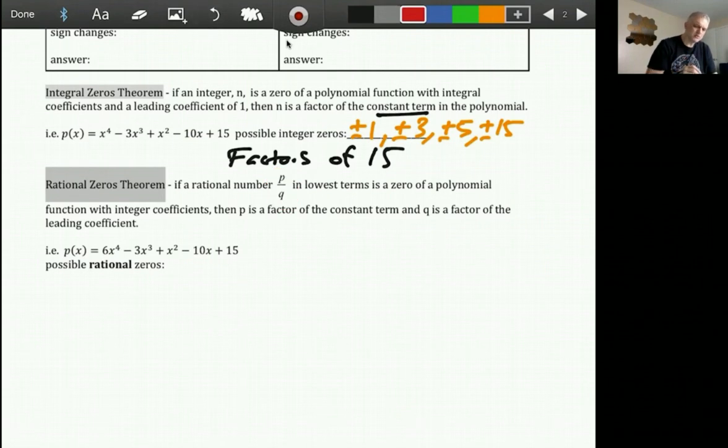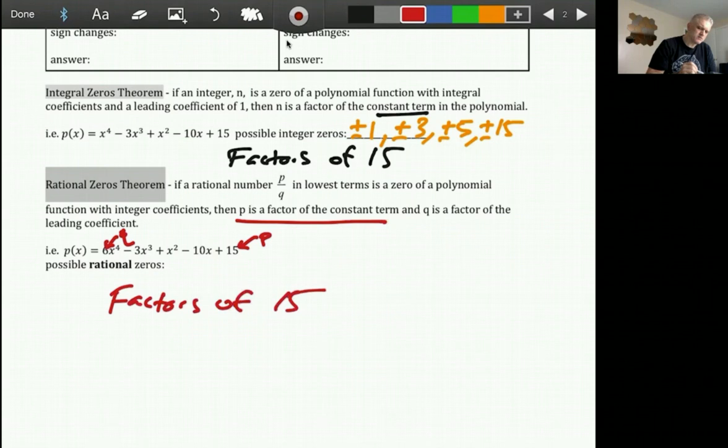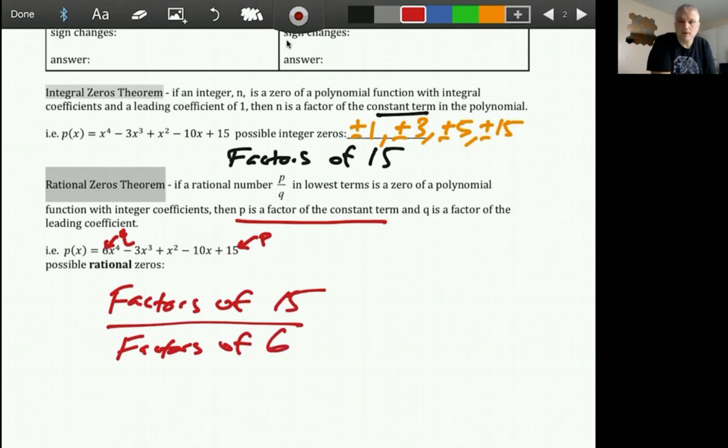Just remember, P is your constant, and Q is your leading coefficient. In this case, 6 is my leading coefficient, so 6 is my Q. All right, so in order to figure out all the possible rational zeros of this function, I'm going to take all factors of positive 15 and put it over all factors of 6. All factors, positive and negative, for both of those numbers.